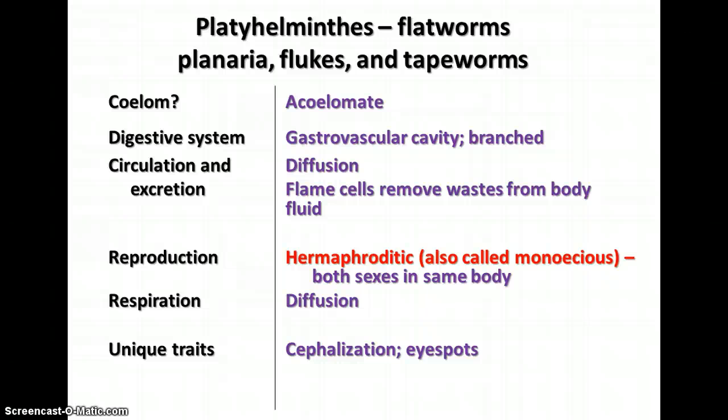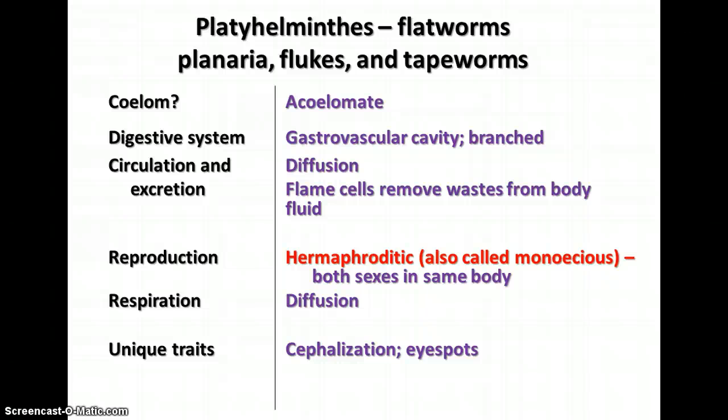Their digestive system is a gastrovascular cavity. It has only one opening. It is branched. They depend on diffusion to take care of their circulation and respiration needs. Most of these animals live in water or very moist environments, and they're very thin, so it's pretty easy for them to take care of their needs that way by diffusion. They do have specialized cells called flame cells to remove nitrogen waste from their body fluid, sort of like your kidneys do, and so this is how they take care of their excretory needs.